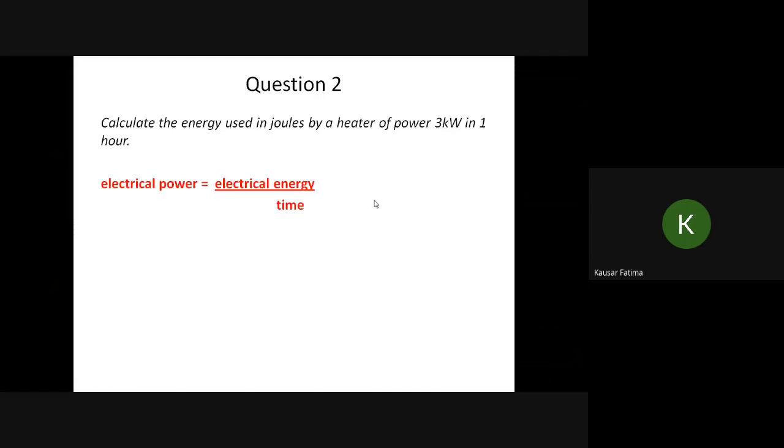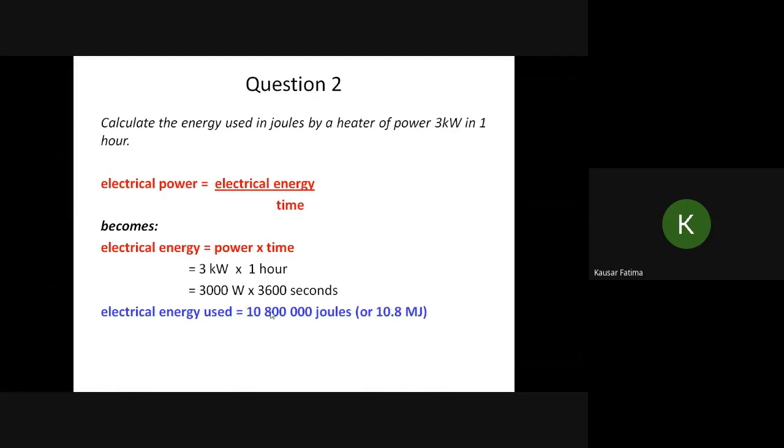So electrical energy divided by time is the formula. So electrical energy, time goes there. When we multiply this, 3 into 1, the kilowatt is to be converted into watt, and time is to be converted into second, and the answer comes like this. This is also converted into megajoule, 10.8 megajoule, if the decimal shifts from here to between 10 and 8. Okay, 10.8 megajoule.